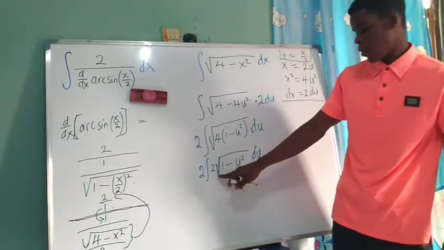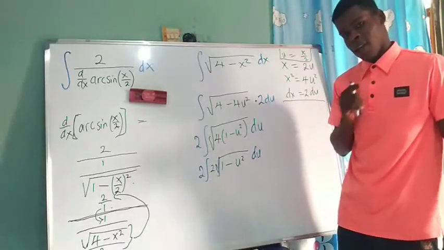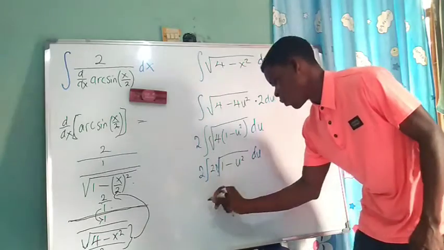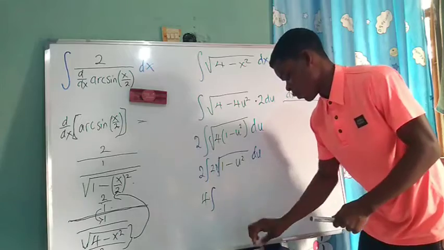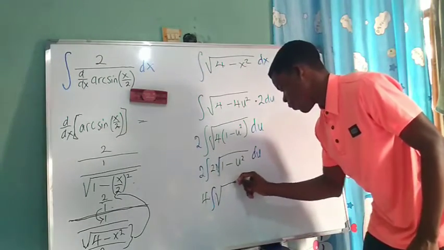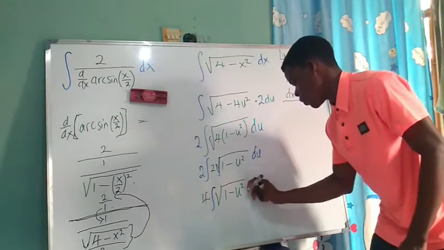Now the 2 is just here, so we can take it to the front of the integral sign. Great. And we will have 4 times the integral of the square root of 1 minus u squared du, like that.